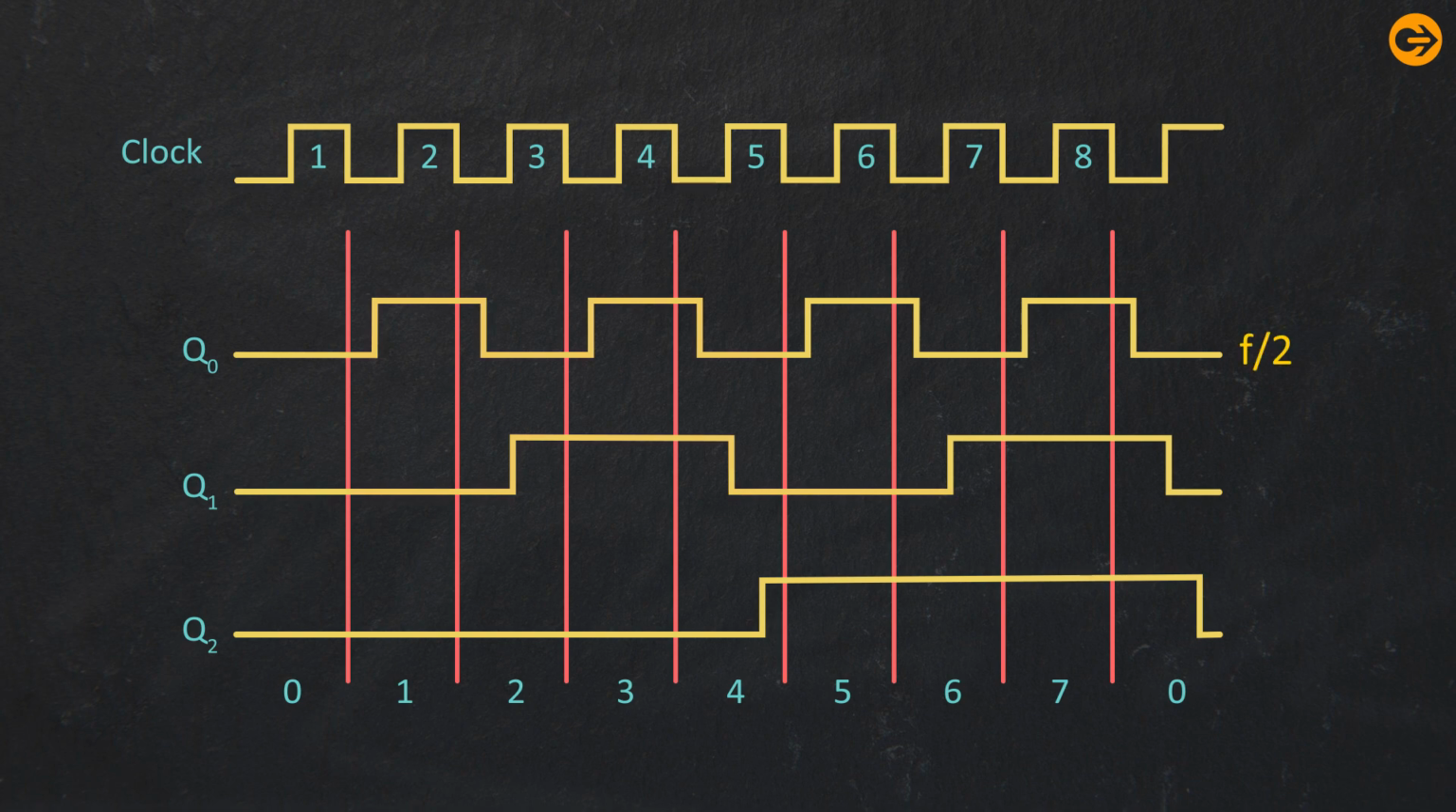Similarly, the frequency of Q1 will be half of the frequency of Q0, that is f by 4. In a similar fashion, the frequency of Q2 will be half of the frequency of Q1, that is f by 8. As these circuits are used to divide the input frequency, they are named frequency dividers.